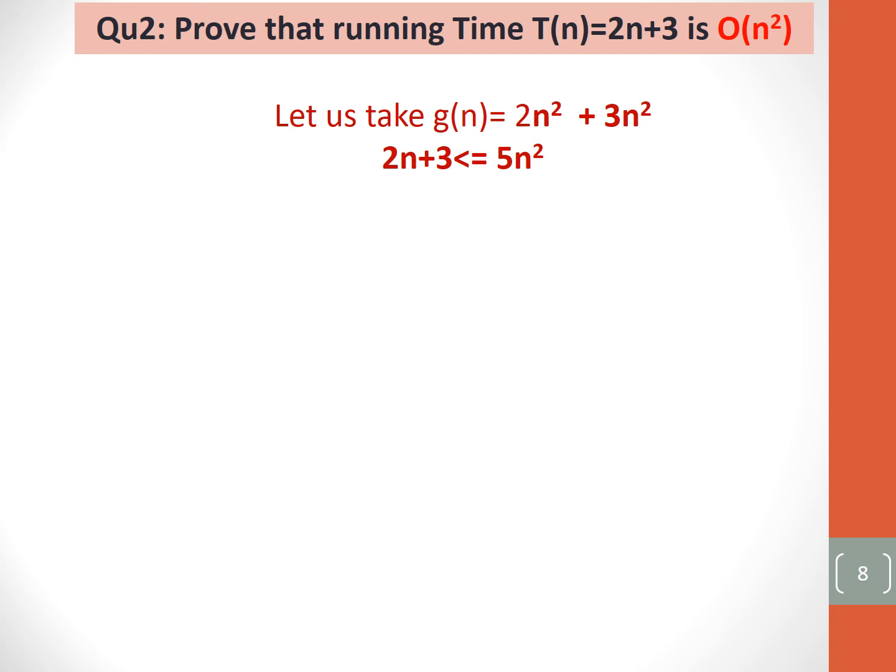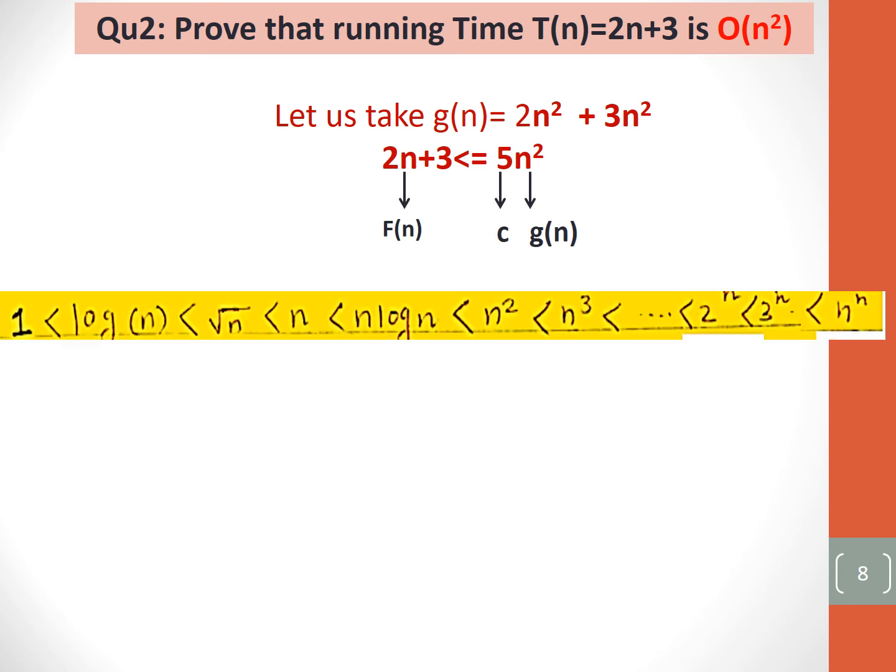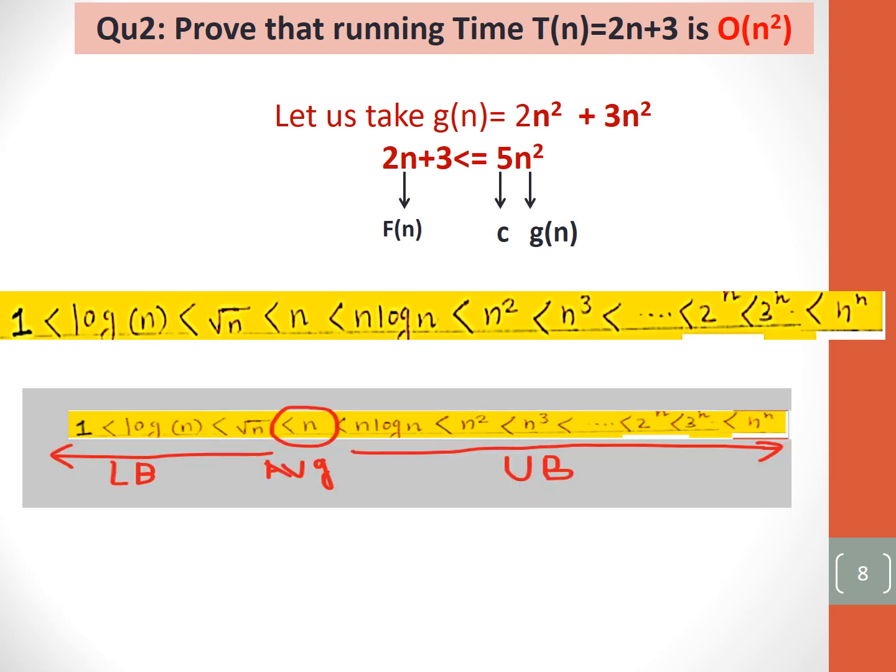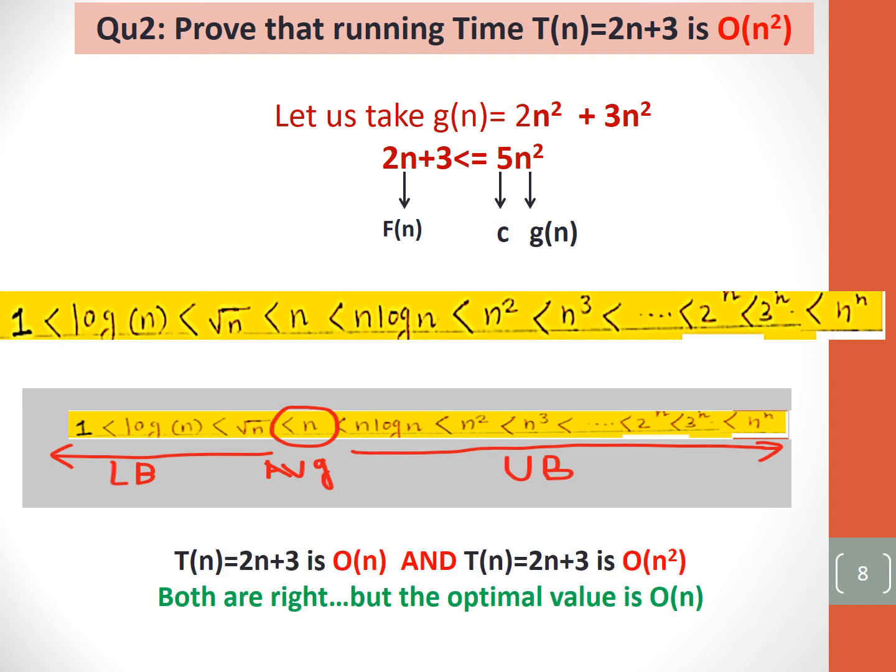So it is true. Even if you take 5, 6, 7, 8, 100, 1000, your equation will be true. So here 2n + 3 becomes your f(n), your 5 becomes c, and your n^2 becomes g(n). Again, verify this on your complexity scale. Yes, it is true. Please verify the scale: n is in between, the lower bound is on the left-hand side and the upper bound is on the right-hand side.